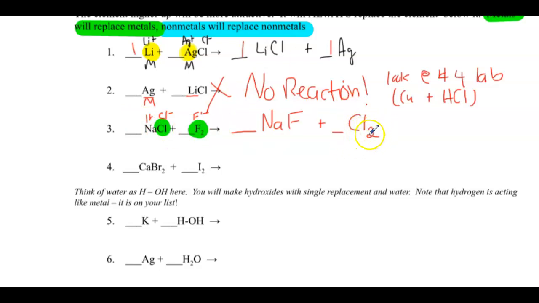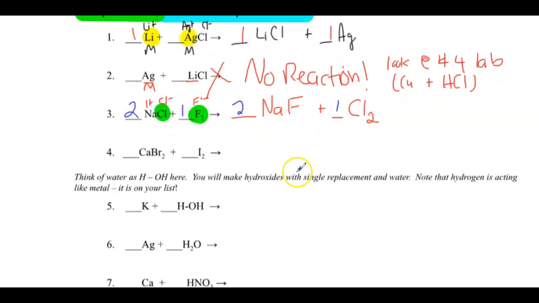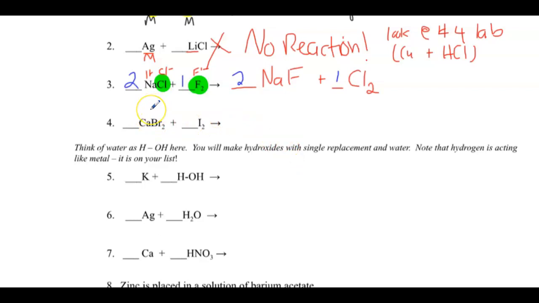I can see right away it's not balanced. 2 chlorine, I need to get 2 chlorine. Now that gives me 2 sodium, and look, that fixed my fluorine problem. And anything that's blank, we just fill in with a 1. So I want you to try this one on your own. Pause the video, check your activity series, and come back and see if you're right.